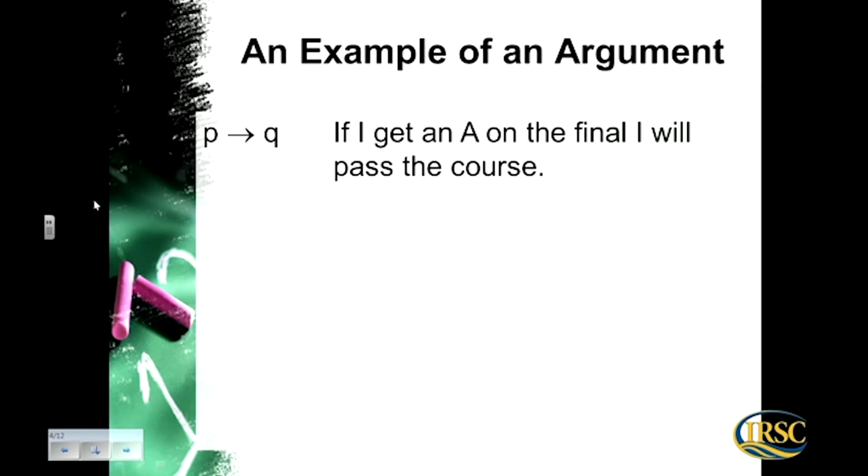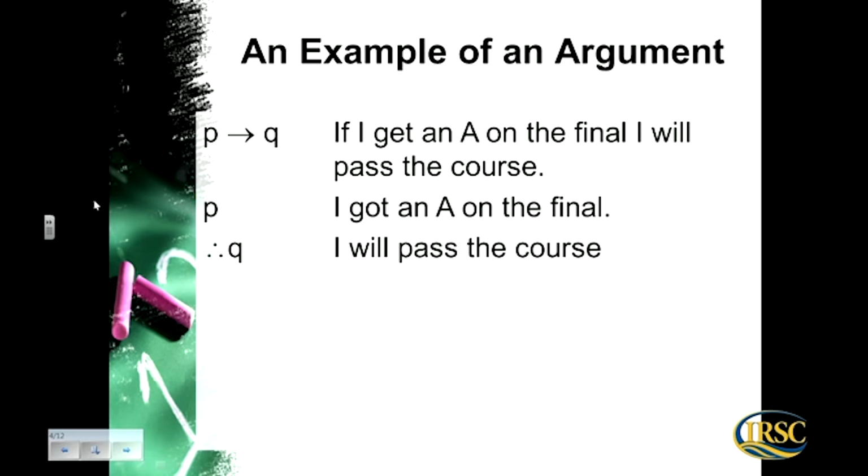So here's another argument. If I get an A on the final, I will pass the course. Notice off to the left, I've translated that symbolically. Do you have the if P then Q? Right next to that symbol, if P then Q, write that sentence: if I get an A on the final, I will pass the course. The next symbol is a P: I got an A on the final. And then the third statement there is Q: I will pass the course.